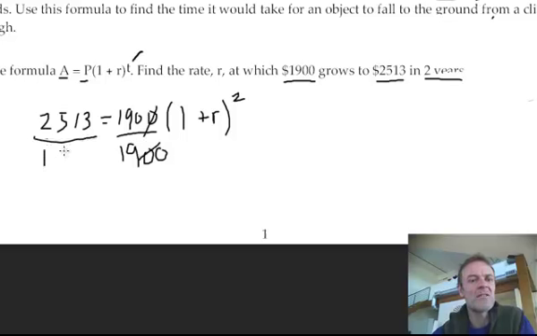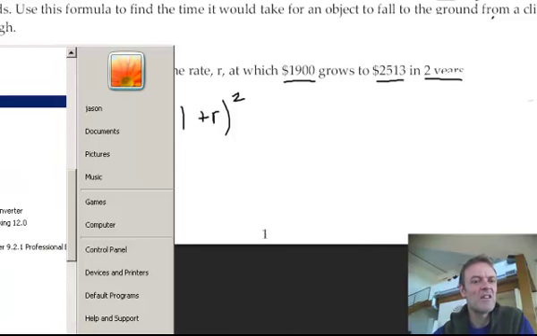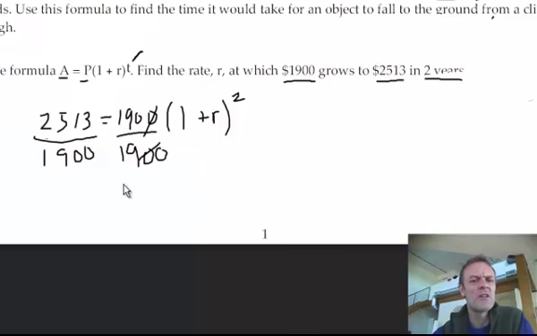I'm going to need a calculator for this. 1,900. So I've still got my calculator up. Oh, heck, I'm going to have to find it again. Where is it? Okay. Accessories, calculator. Right, so we have $2,513 divided by 1,900, and that equals 1.322. I'll just write that down. 1.323 if I round it. Okay, I'll just write that down. 1.323.